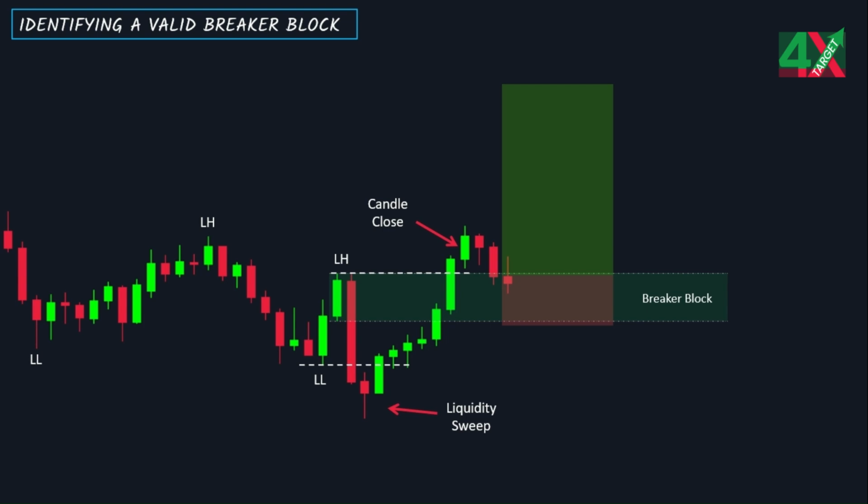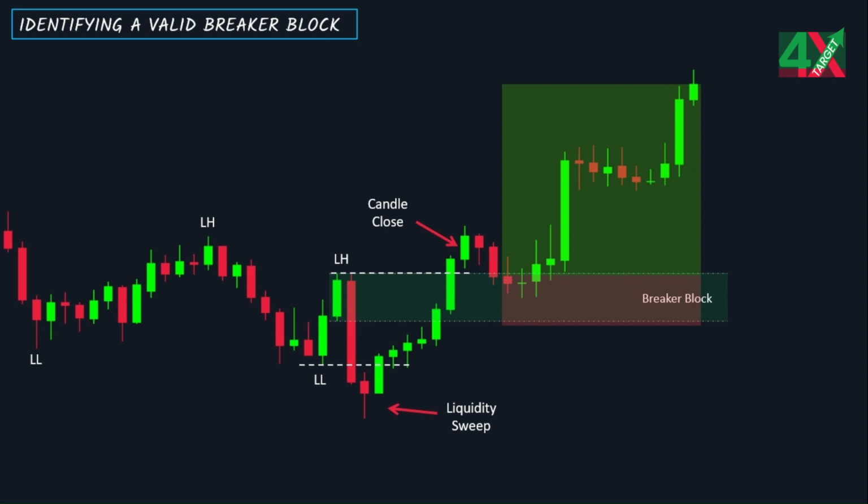After price retraces into the breaker block, there is a strong probability that the market will reject this zone and continue moving higher, aligning with the new bullish direction. This is how breaker blocks allow you to trade with market structure and institutional flow rather than reacting emotionally to price movements. That's it, traders.